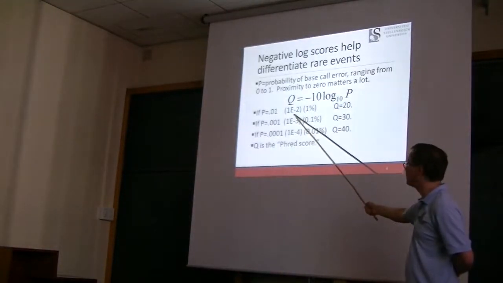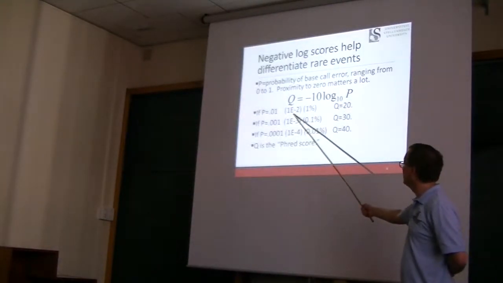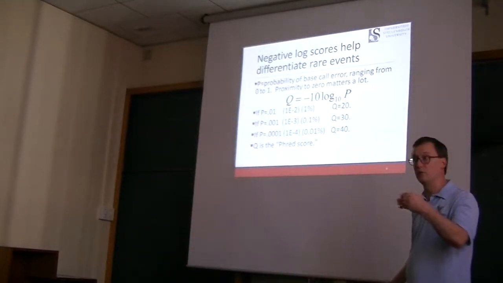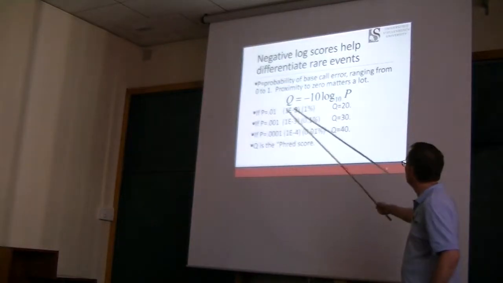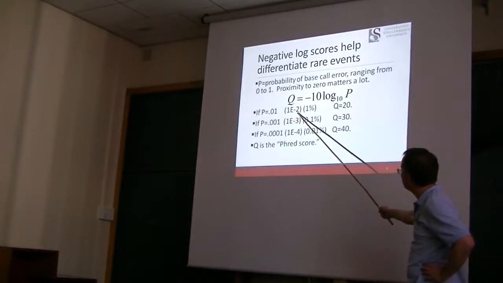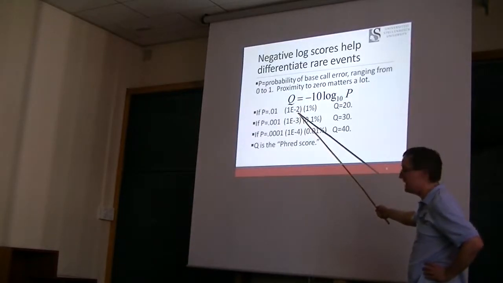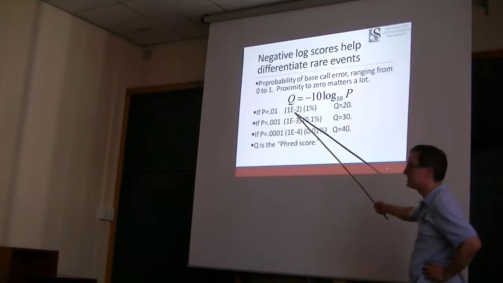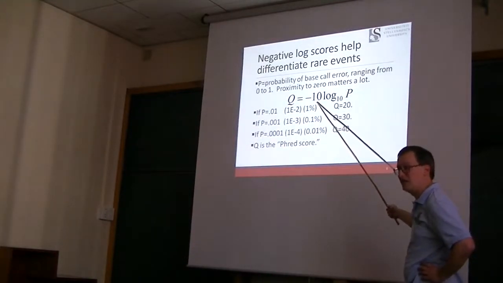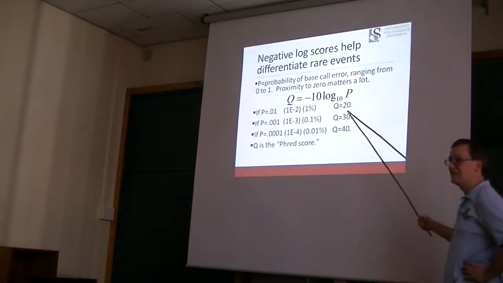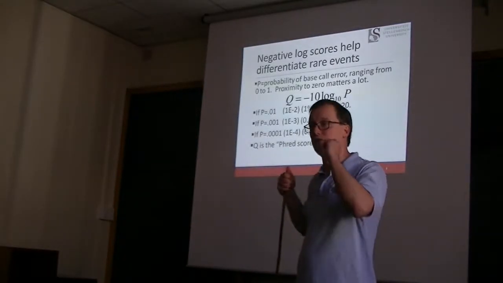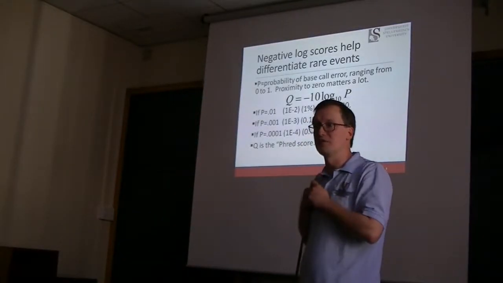Okay. So that's 1%. The way that we express a Phred score, which here I'm calling Q, is to take the log base 10 of this probability, which is minus 2, multiply it by negative 10, and that gives us 20. So anytime you see a Phred score of 20, you should think to yourself, there's a 1% chance that this is bogus.